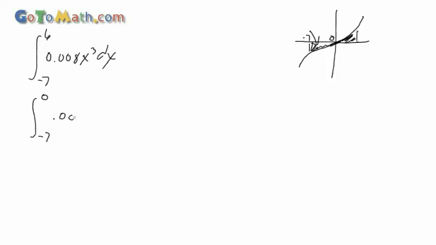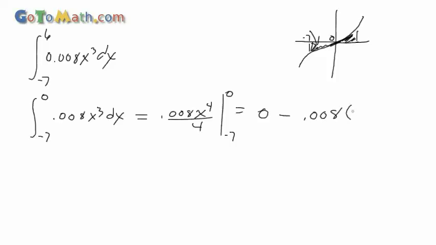Okay, so 0.008x cubed dx. Alright, and so we end up with 0.008 x to the 4th over 4, going from -7 to 0. So we plug in our upper bound, and of course that's just going to be 0, and we plug 0 in for x there. That'll just make all that 0, minus, and then we plug in -7, so 0.008 times -7 to the 4th over 4. As you can see here, we're going to end up with a negative number, but that's okay. We'll make it positive.